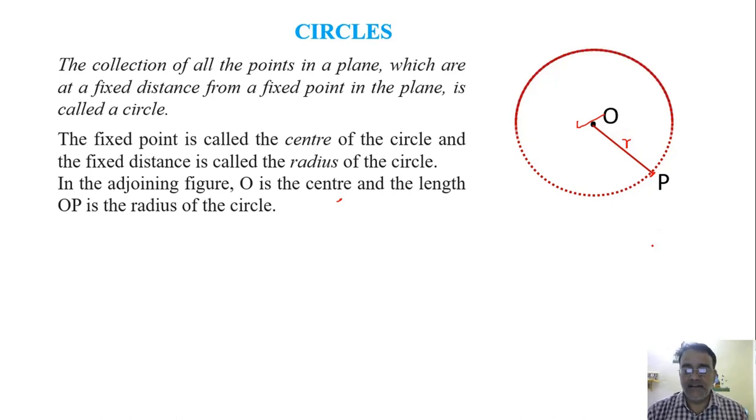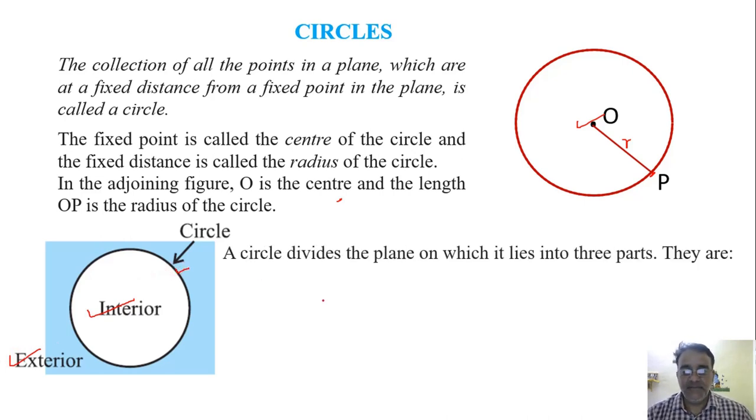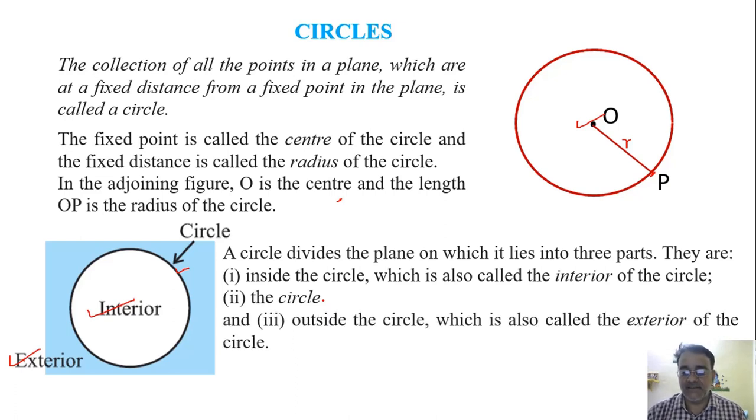Okay, and now a circle divides a plane into two parts or three parts. One is interior, another is exterior, and the third one is on the circle. A circle divides the plane on which it lies into three parts. They are inside the circle, on the circle, and outside the circle, which is also called the exterior of the circle.